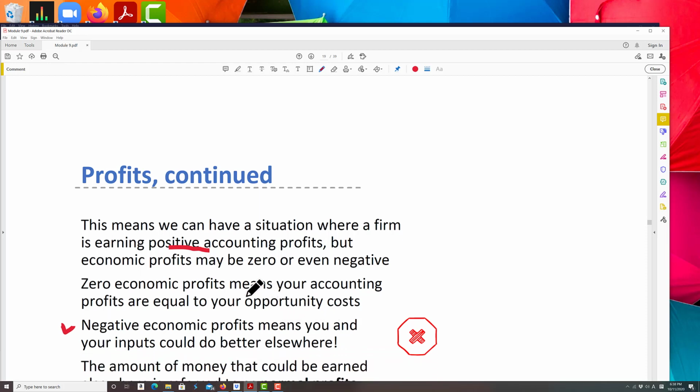So it's possible for a firm to be earning positive accounting profits, but economic profits may be zero or even negative. Zero economic profits means your accounting profits are equal to your opportunity cost of the owner's resources. Negative economic profits means the owner, the entrepreneur, and his own inputs could do better elsewhere.